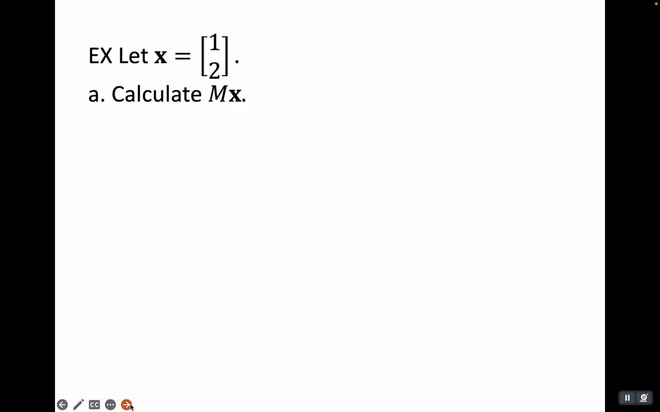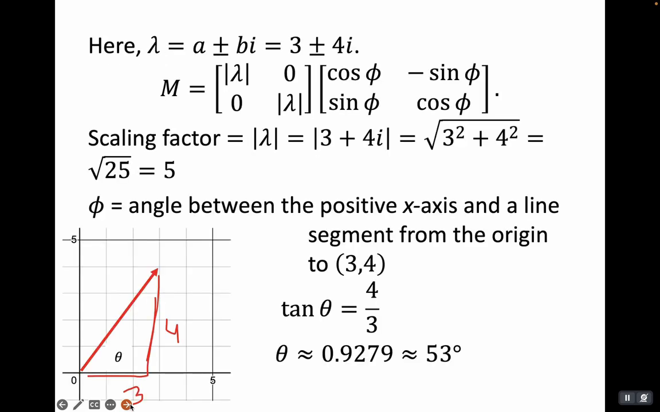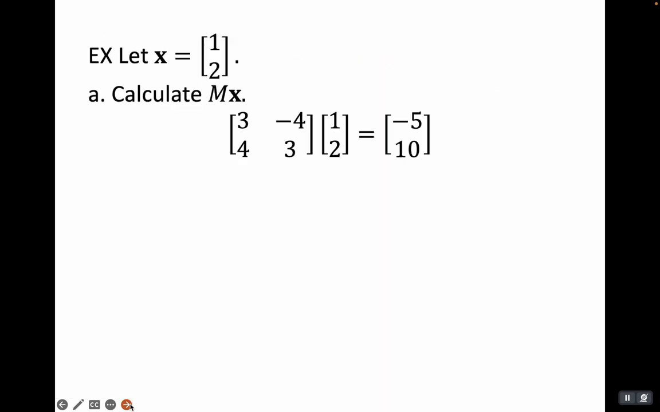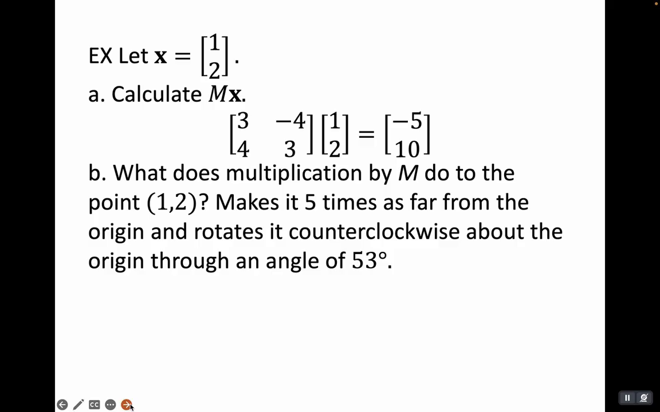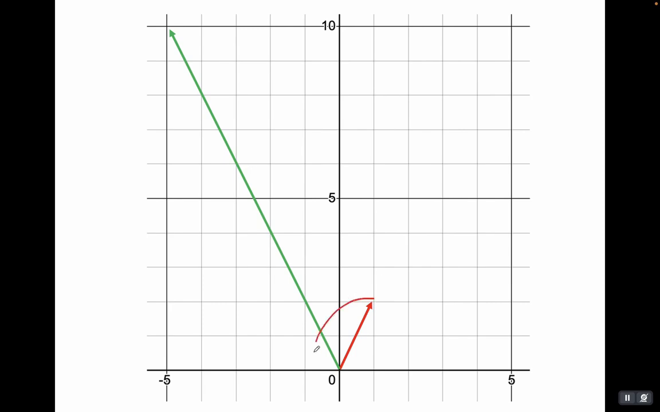Okay, so let x equal (1, 2). Let's calculate Mx, because what did I tell you? You'll see in a moment what M does. Mx is going to be [3, -4; 4, 3] times (1, 2). In other words, it's (-5, 10). So what does multiplication by M do to the point (1, 2)? Makes it 5 times as far from the origin and rotates it counterclockwise about the origin through an angle of 53 degrees. That's what we meant when we said that the scaling factor was 5 and that angle phi was 53 degrees.